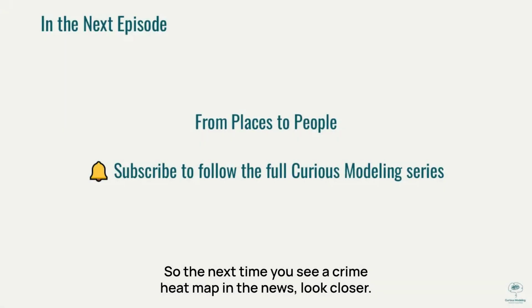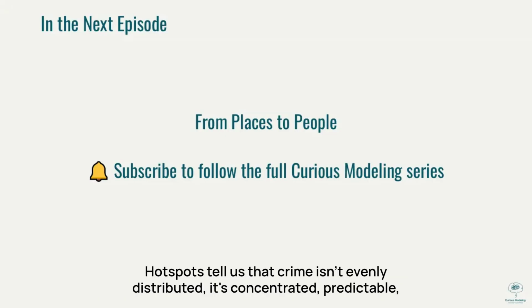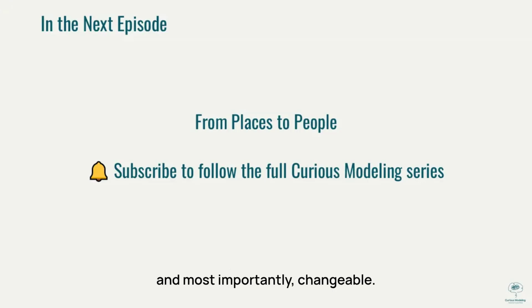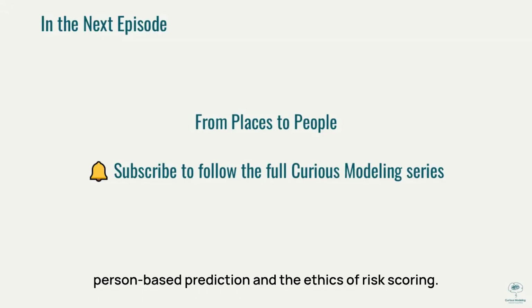So the next time you see a crime heat map in the news, look closer. It's not just a picture of risk. It's a story about opportunity, behavior, and the design of everyday life. Hotspots tell us that crime isn't evenly distributed. It's concentrated, predictable, and, most importantly, changeable. In our next episode, we'll explore what happens when those patterns shift from places to people, the rise of person-based prediction, and the ethics of risk scoring.